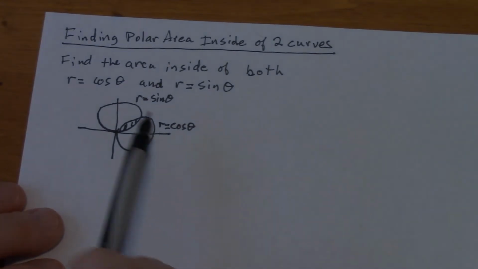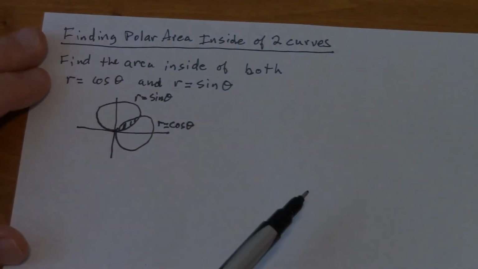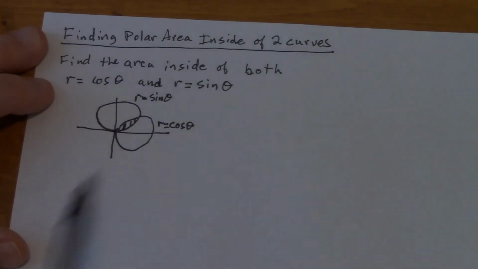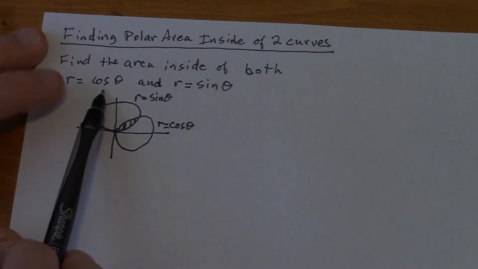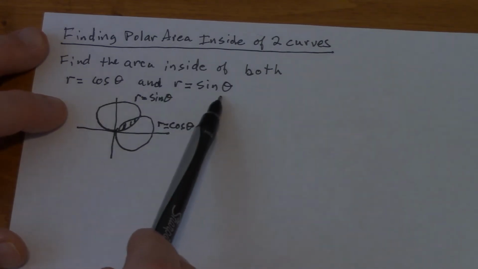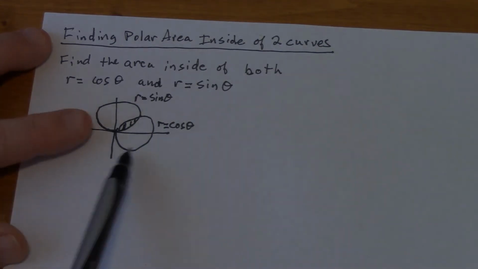Okay, class, in this video we're going to find the area inside of two polar curves. So here's the question: find the area inside of both r equals cosine theta, which we should know is a circle centered on the x-axis, and r equals sine theta, which is a circle centered on the y-axis. So this is what the picture looks like.